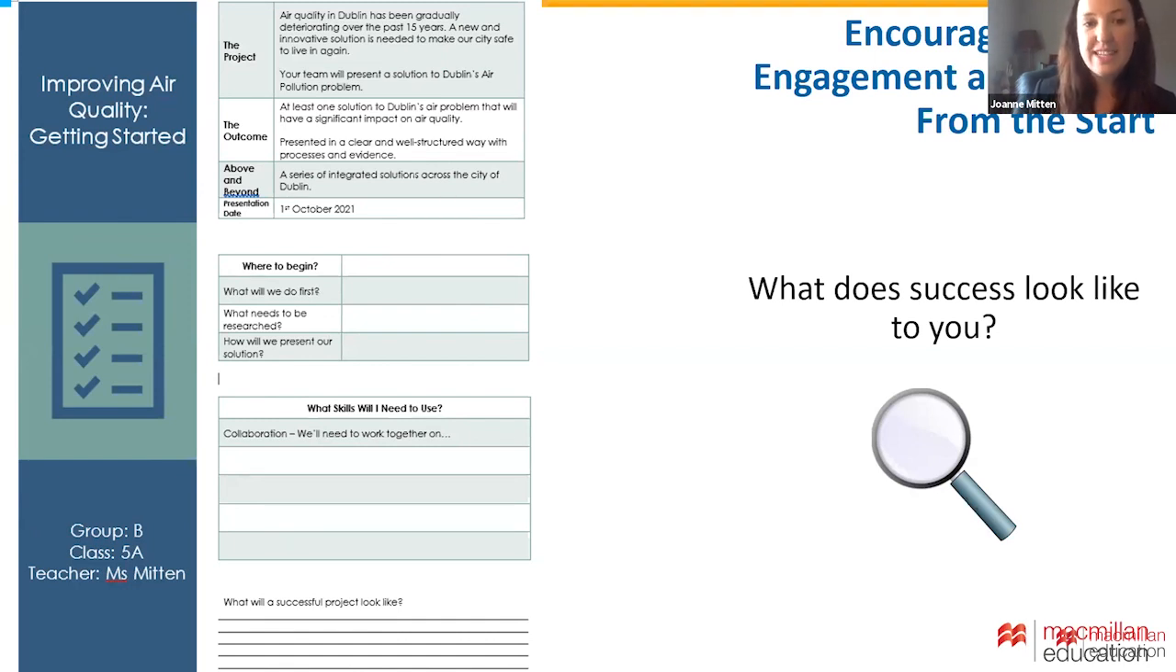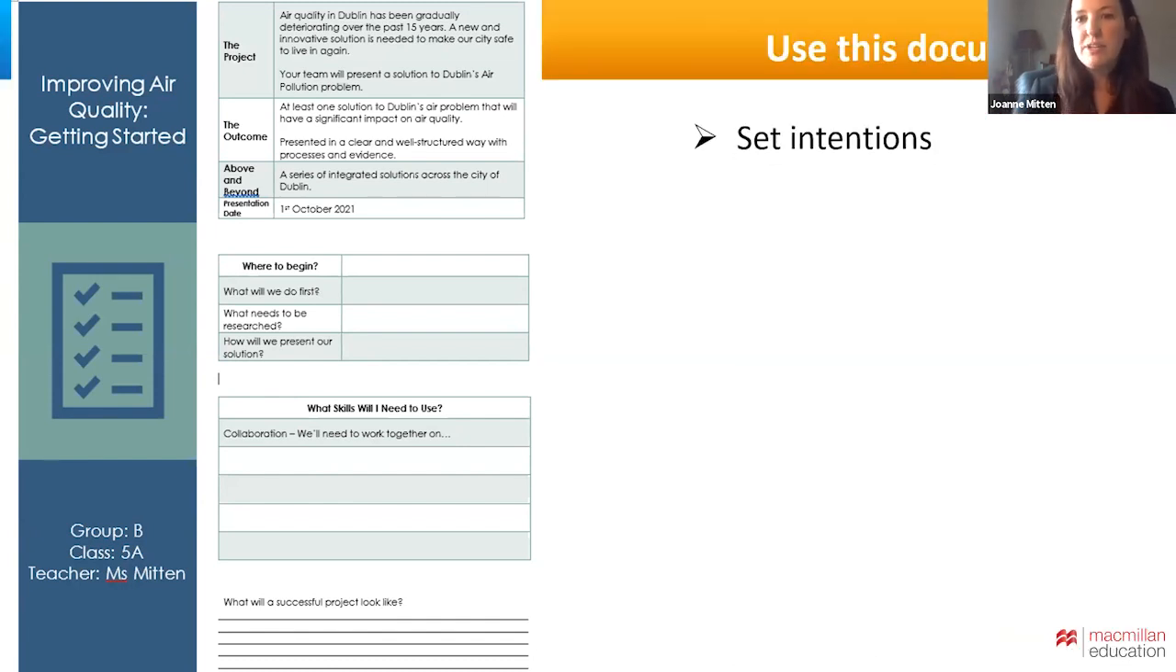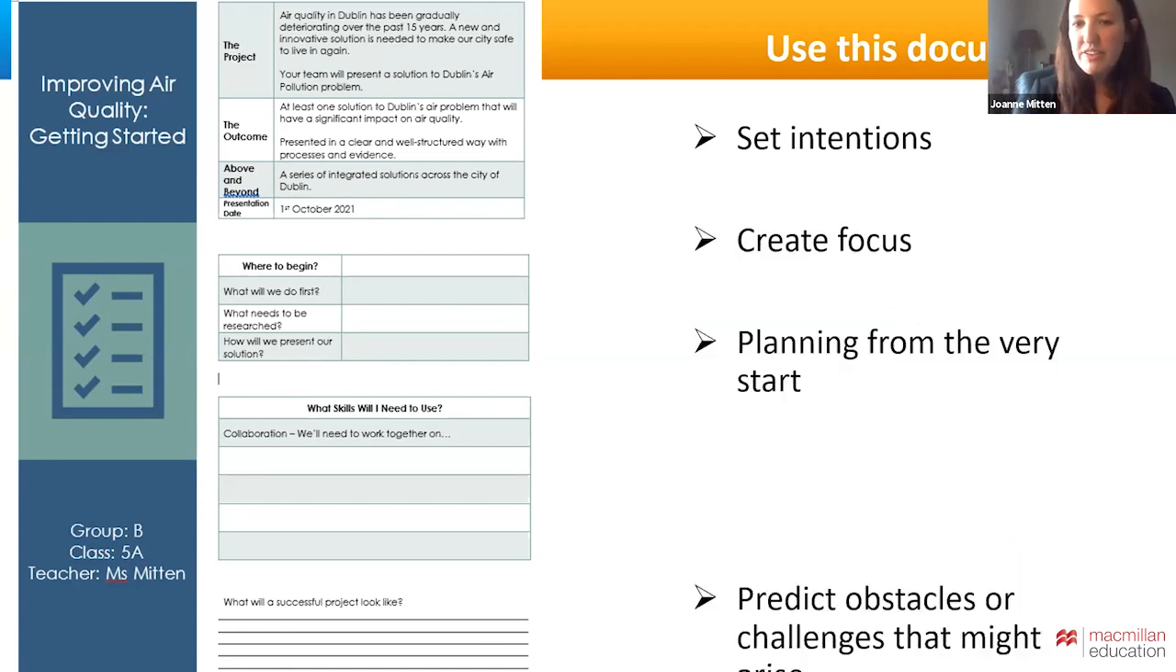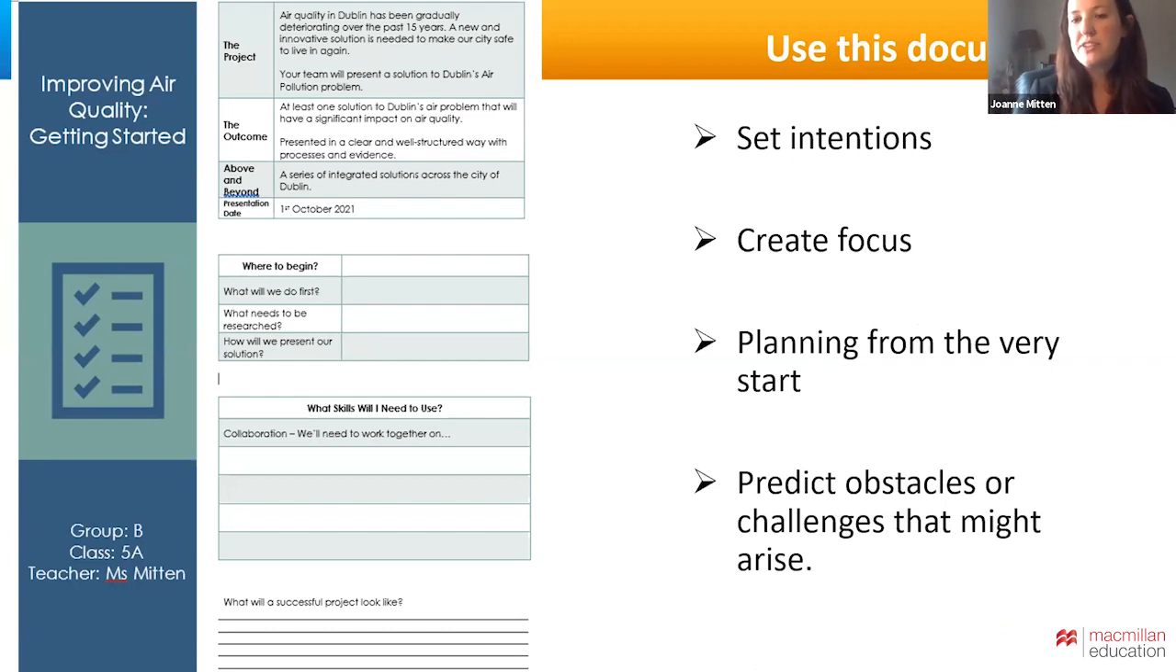Now the students work together and they begin brainstorming straight away, exactly like Lucas talked about last week. You're getting them straight in there. They may not know the answers, but they're engaging in it immediately. And they're using this document to set their intentions, to create a focus, to plan from the very start, and to predict any obstacles or challenges that might arise. And then they keep this document with their body of work. This is something that will go towards assessment at the end.